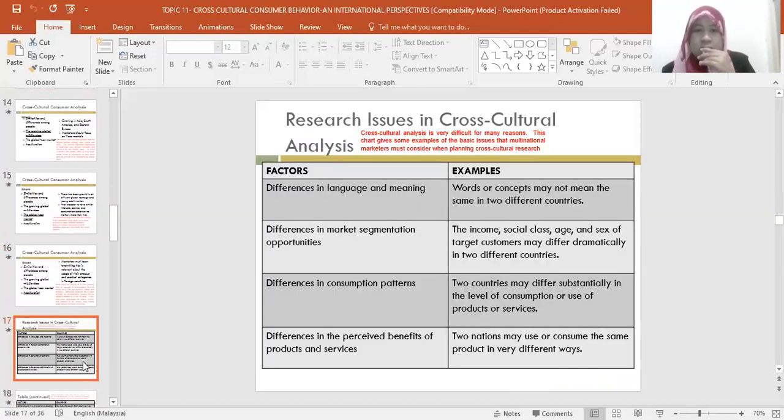Differences in research analysis. Issues in cross cultural research. So number one, when we're talking about differences in language and meaning, for example, words or concepts may not mean the same in two different countries. I already told this one in the class, but because this is the video lecture, I also have to tell it. I'm not cursing, but these are the things that we have to assess.